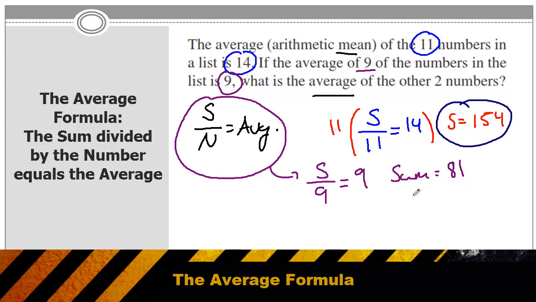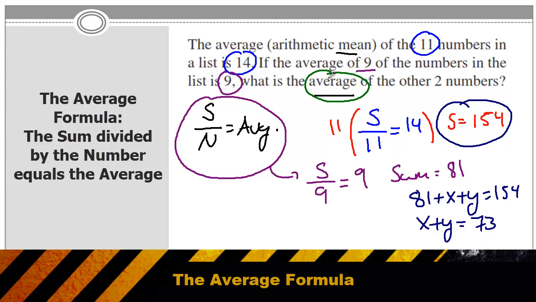So 9 of my numbers equals 81, and the grand total is 154. So I could write the equation that the first 9 numbers that equal 81 plus 2 more that I don't know, combined they equal 154. Or x plus y, the two numbers I don't know, they equal 73. And the question is asking for the average of my two numbers. So the last thing I do is I take the sum of x and y, which is 73, and divide that by 2. And that's my final answer. The average of x and y is 73 over 2.